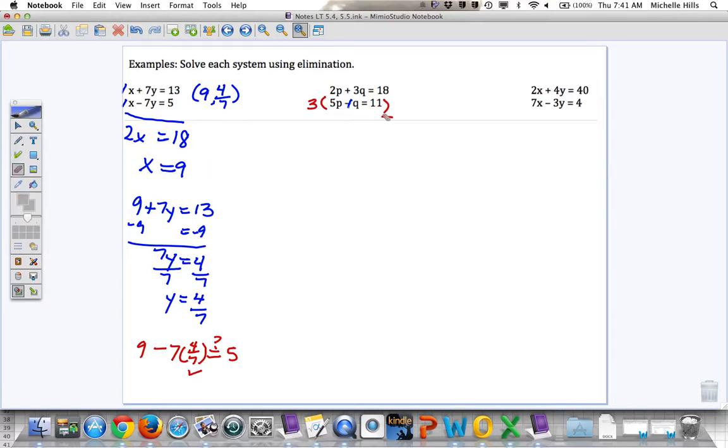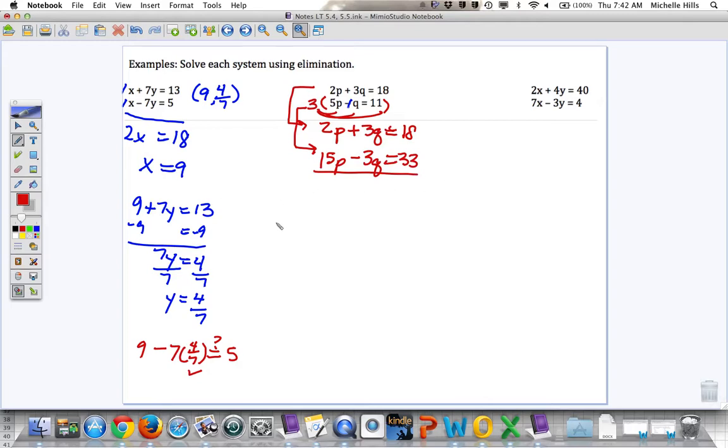Now I'm going to erase this because I'm not adding them together yet. The first equation, I'm just going to rewrite: 2p plus 3q equals 18. And then multiply everything in this equation by 3. Every single thing in that equation by 3. If you need to do the little bloopy things, do it. 3 times 5p is 15p. 3 times negative 1q makes this minus 3q equals, and here's what people forget, 3 times 11 is 33. A lot of people forget to multiply everything in that equation.